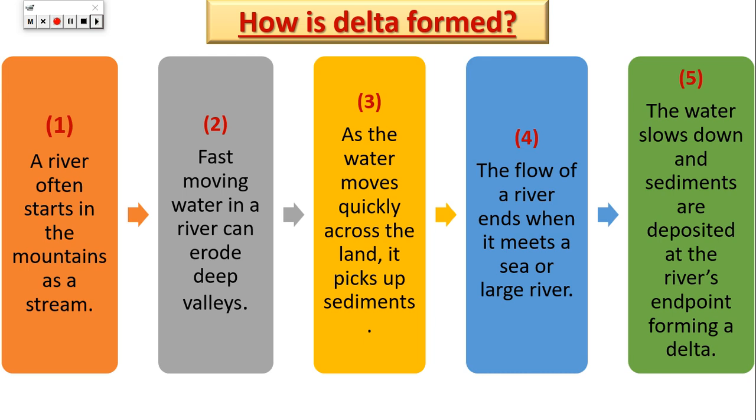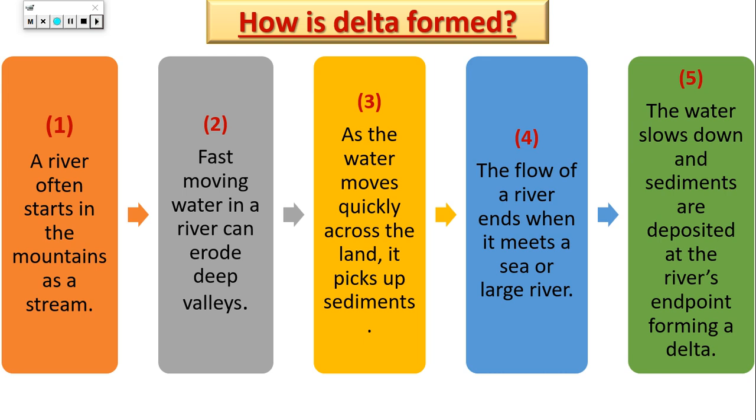Okay, the valleys: it's the place in the land in which the river is flowing or running, and the water moves very quickly across the land and picks up the sediments. Let's start from the beginning. The river starts as a stream, starting from the mountains at high altitude, where the speed of the water is very high.